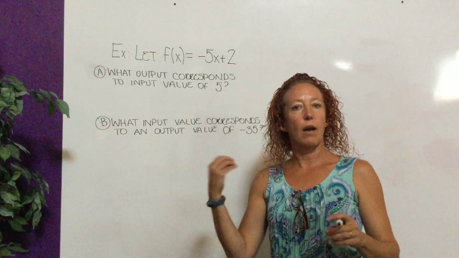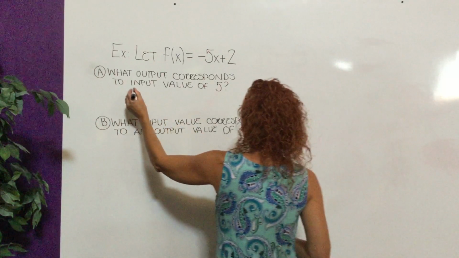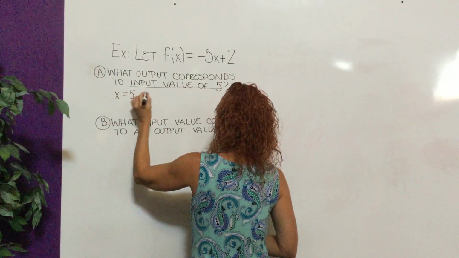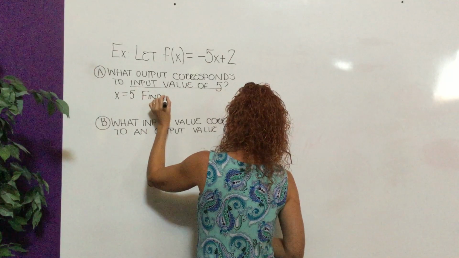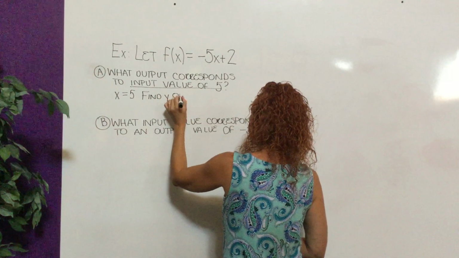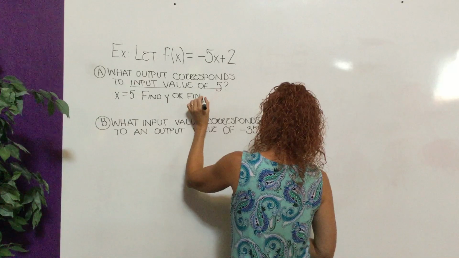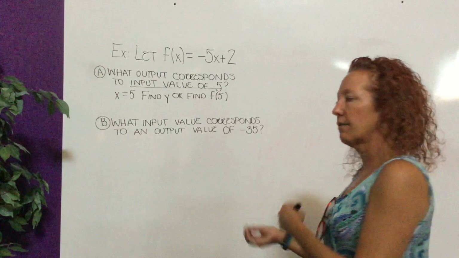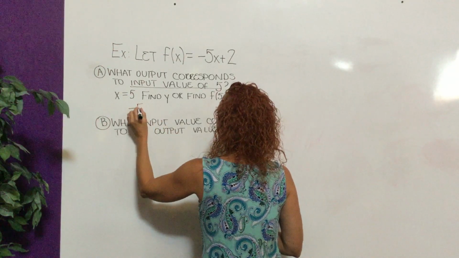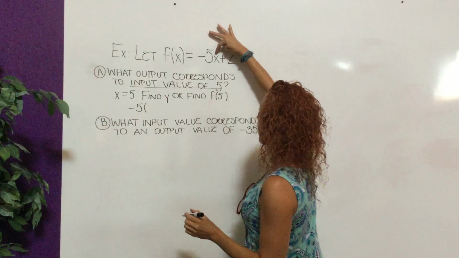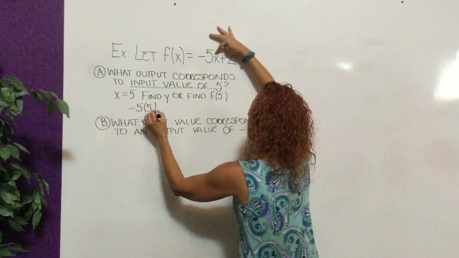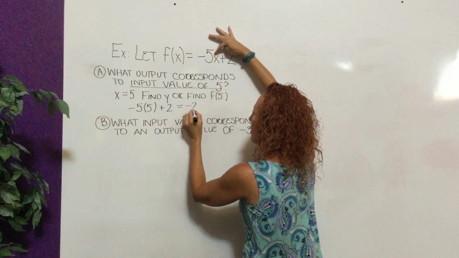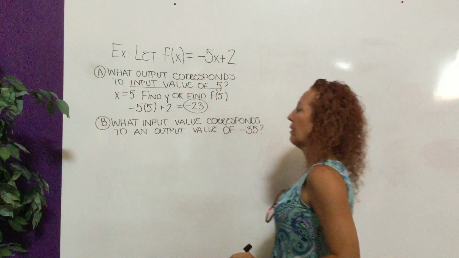Again, input is x and output is y. So if they're giving you the input value, you're given x equals 5, it's saying find y, or find the f of x. F of 5, which again just translates to substitute 5 in for the x. So negative 5, plug 5 in for this x, plus 2 more. This is negative 25 plus 2. The answer is negative 23.